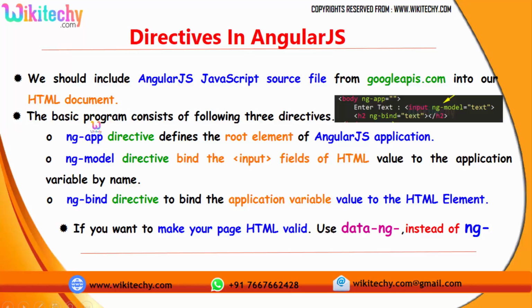The basic program will have three important directives: ng-app, ng-model, and ng-bind. The ng-app directive defines the root element of AngularJS. ng-model binds the input field's HTML value to the application variable by name. And finally ng-bind binds the application variable value to the HTML element. If you want to make your HTML page valid, you can use data-ng- instead of ng-. This is an additional option.